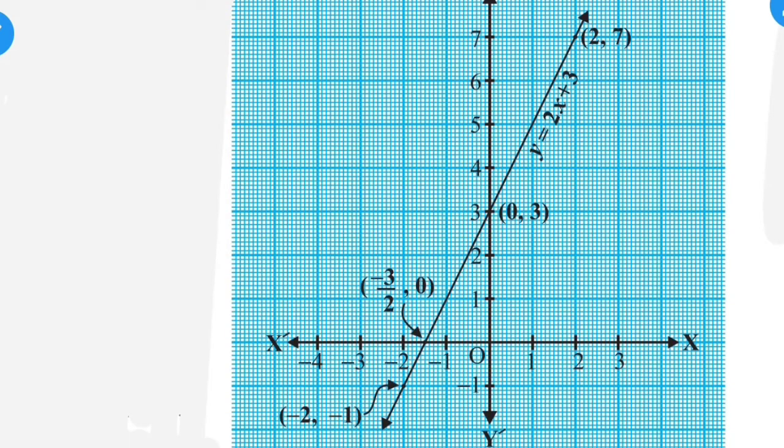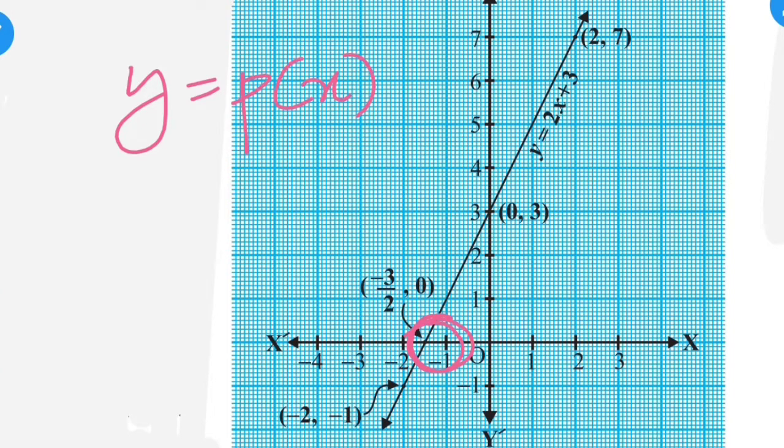Hi students, in our last class we learned that for a linear polynomial p of x, the graph of y equal to p of x intersects the x-axis at only one point. It is a linear polynomial, so its graph will be a line. It intersects the x-axis at only one point.